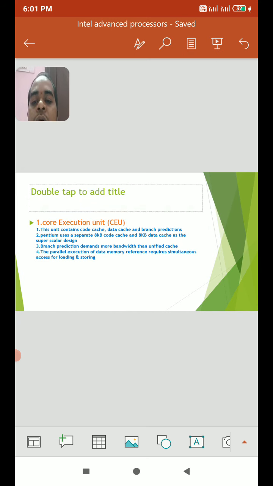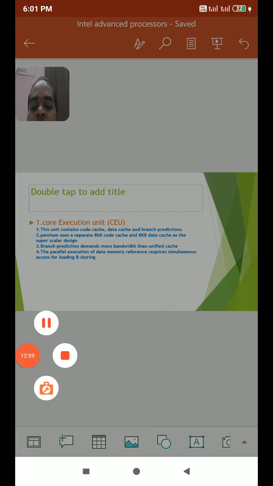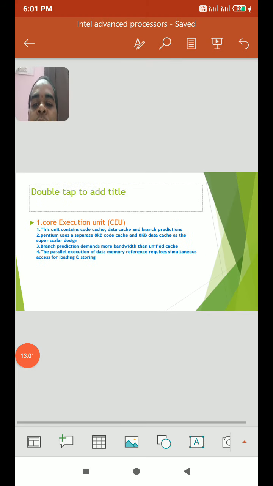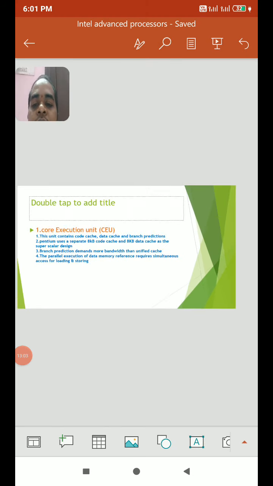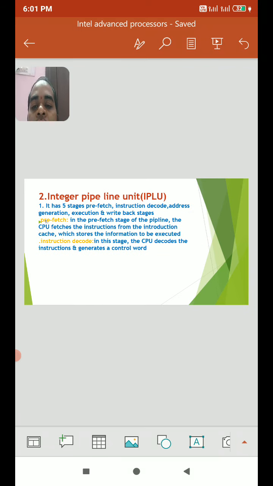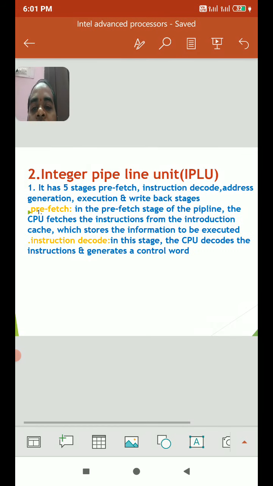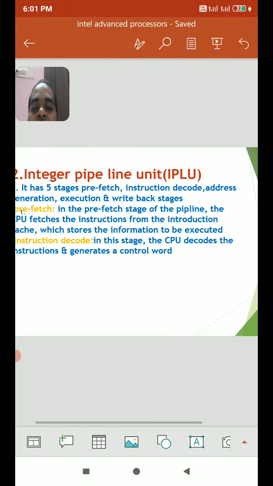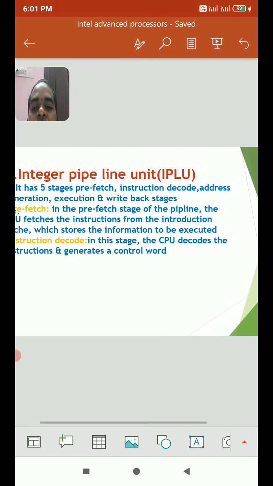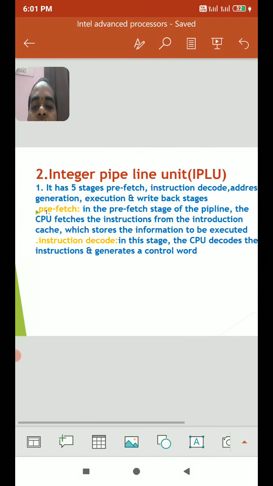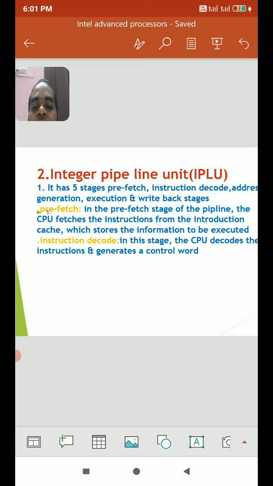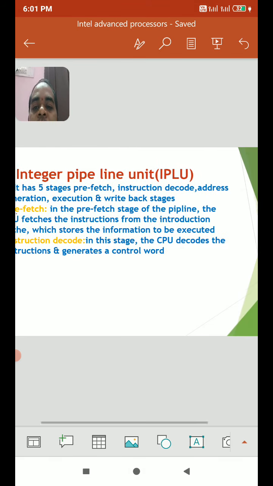So we can load and store the data at a time by using the Pentium microprocessor, that is, by using the core execution unit. The second one that we have is called the integer pipeline unit. Basically it has 5 stages: the prefetch unit, instruction decode, address generation, execution and write back stages are present here.